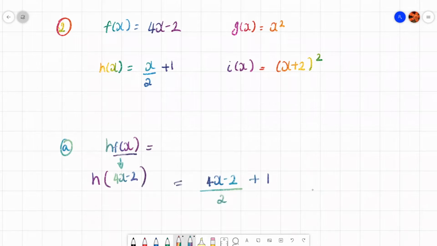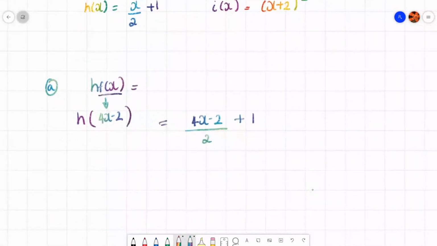I'm going to leave it at that for now. I know that you can simplify this and change it about. So let's do that actually, because we can. It looks a bit silly like this, doesn't it? I know that I can half these two numbers. That's going to become 2x minus 1 plus 1. Well, minus 1 plus 1 is nothing, so it's just 2x. Okay. And that is your answer.